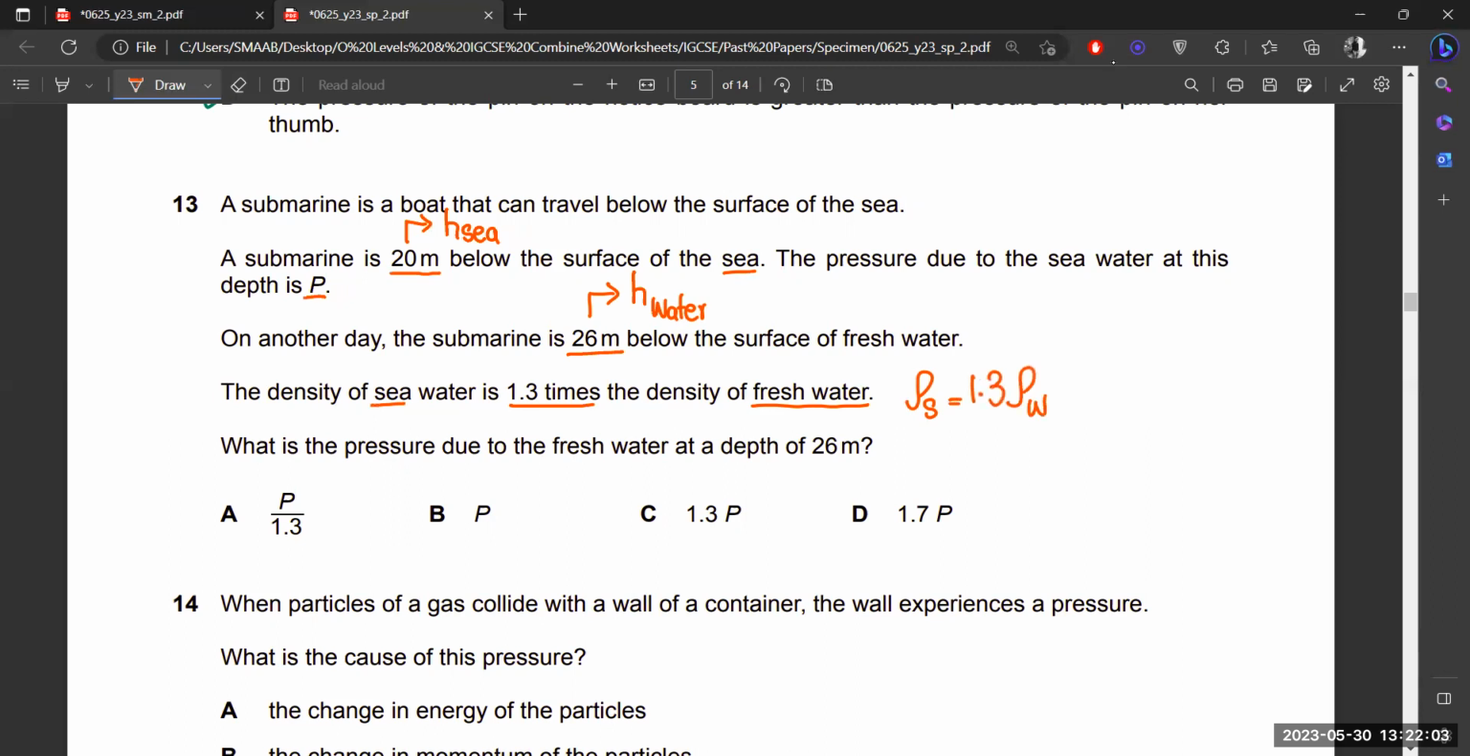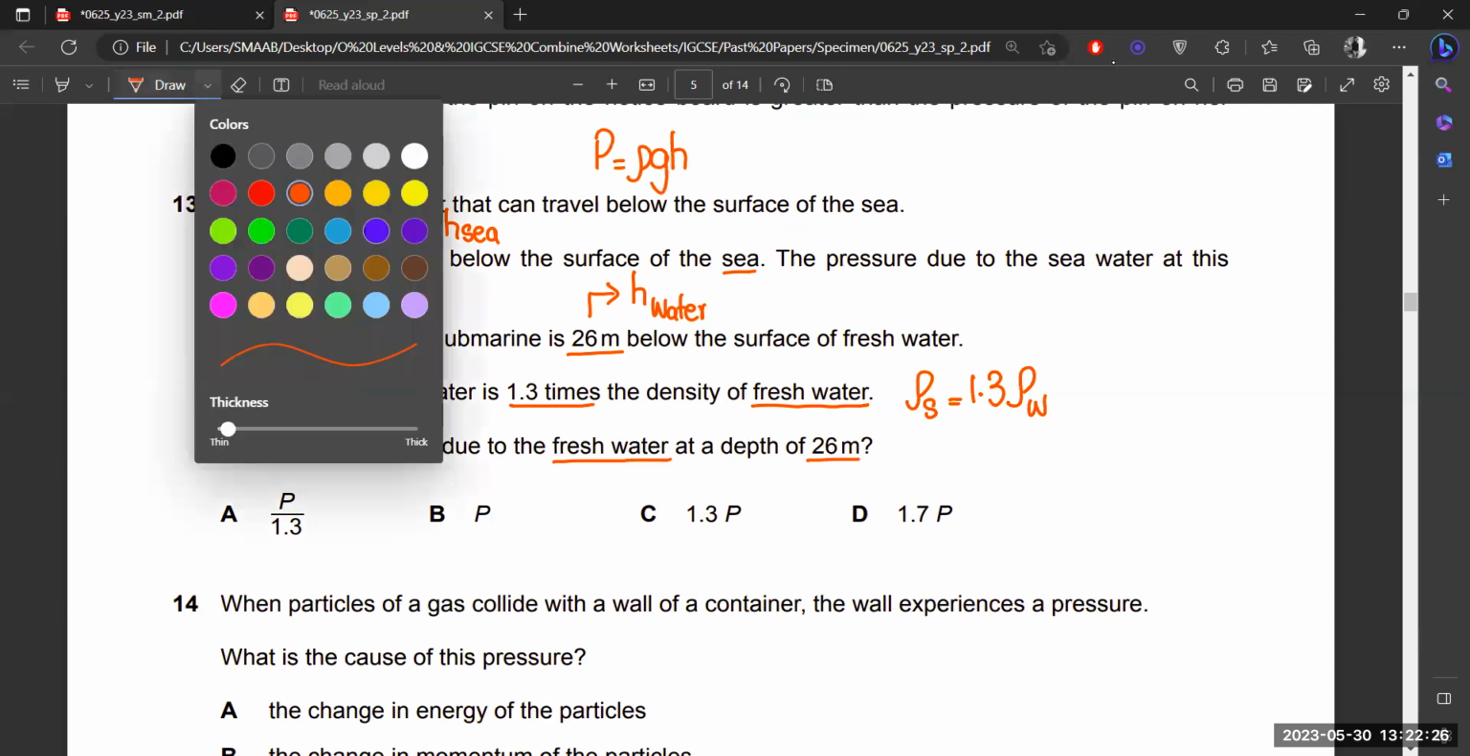So what is the pressure due to the fresh water at the depth of 26 meters? Basically, the question is related to pressure in liquids. The formula for pressure in a liquid is equal to density times acceleration due to gravity times depth. And if we compare the values, let's suppose we first talk about the sea water.